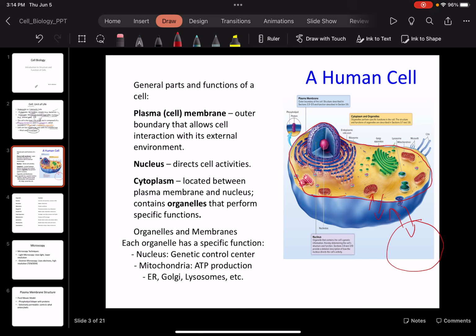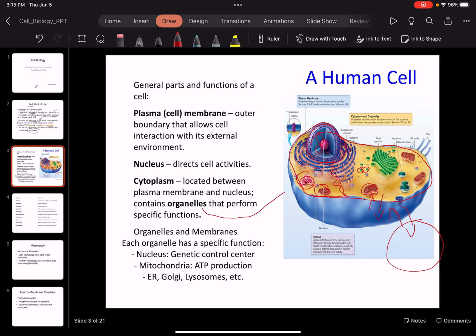Nucleus is over here. The DNA is located here. DNA is also located in the mitochondria, but mainly DNA is located here. Genetic material. Then everything outside is called what? Cytoplasm. It's between the nucleus and the cell membrane. Inside the cytoplasm there are structures you can see, which are the organelles. All these things we call organelles.